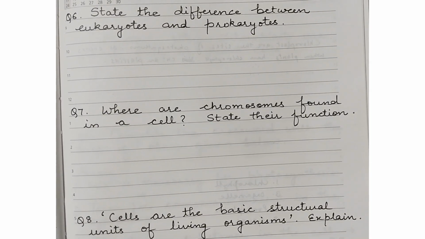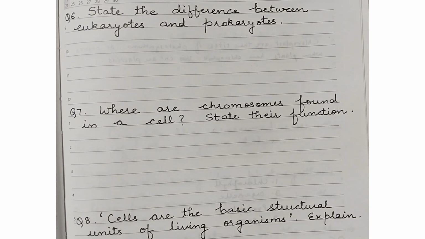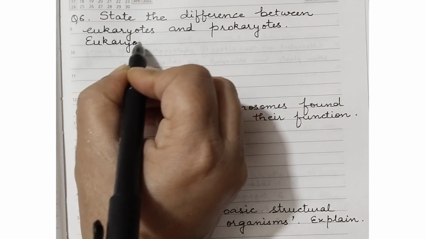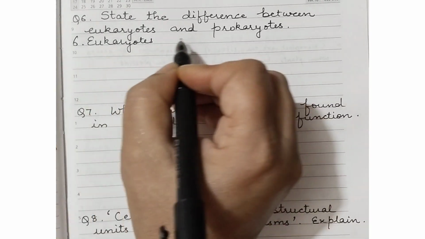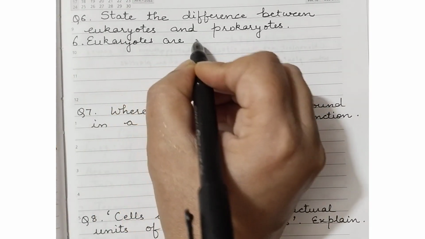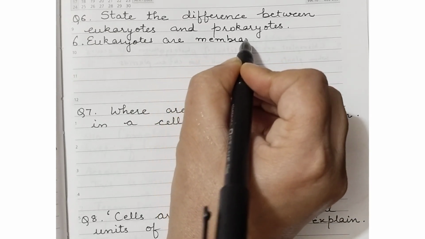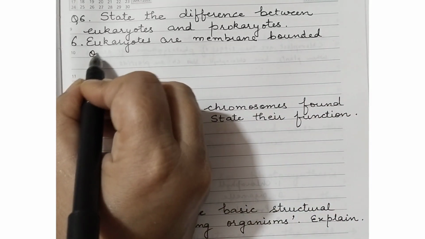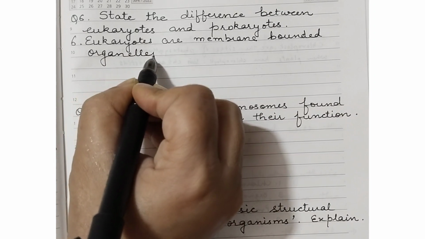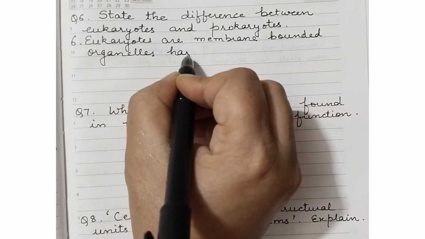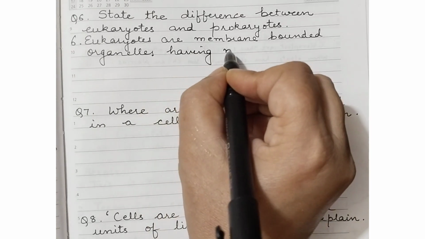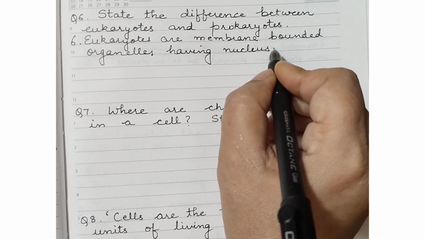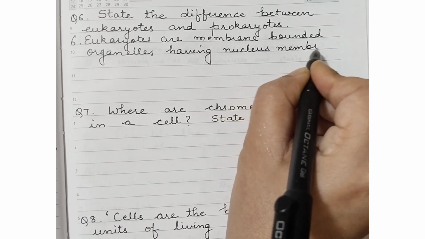Next one is, state the difference between eukaryotes and prokaryotes. Eukaryotes are membrane bounded organelles having nucleus, membrane bounded.